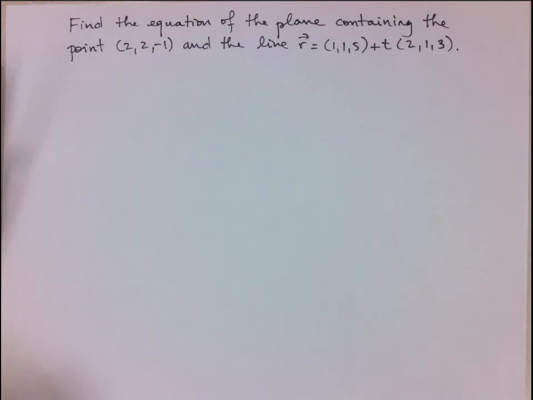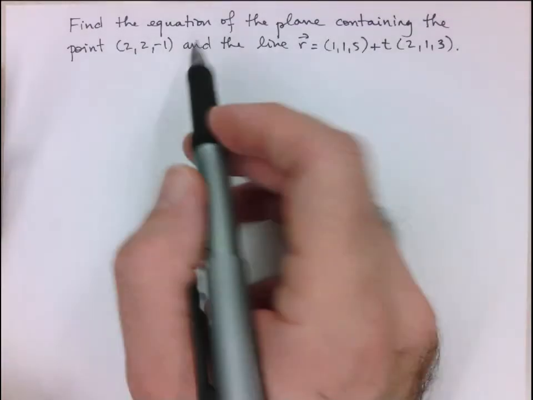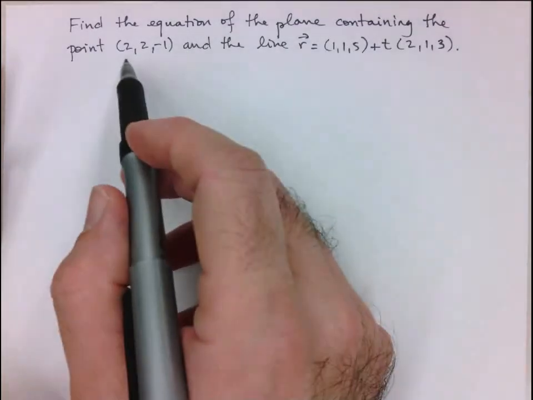Hi folks, we're going to take a look at exercise 3 from our first class on the Cartesian equation of a plane. Okay, so the question here asks us to find the equation of the plane that contains the point 2, 2, negative 1 and this given line.